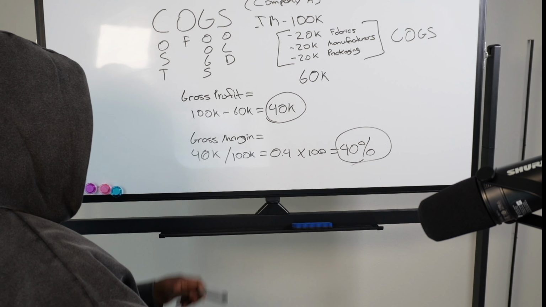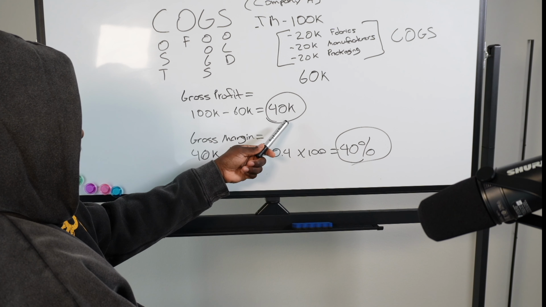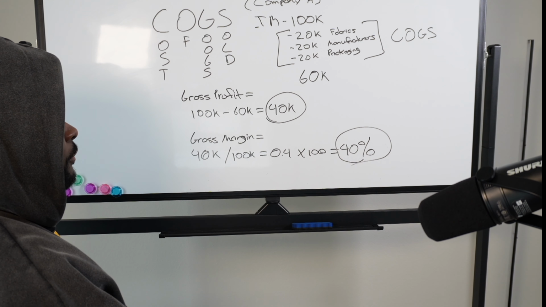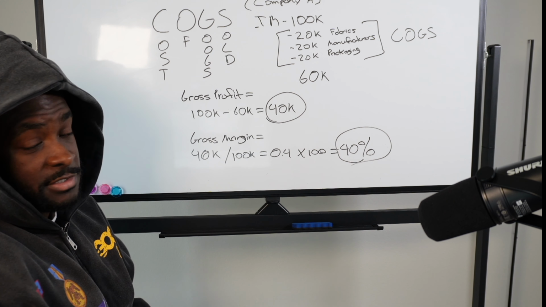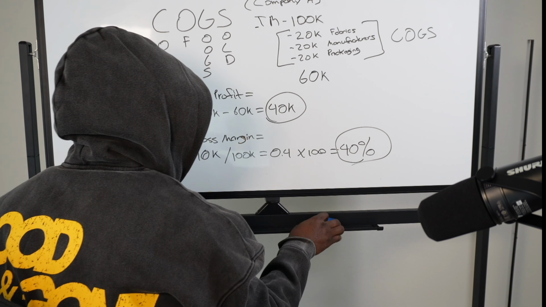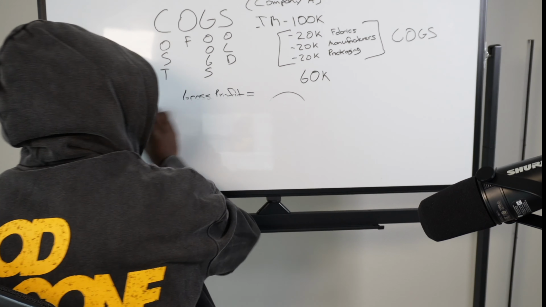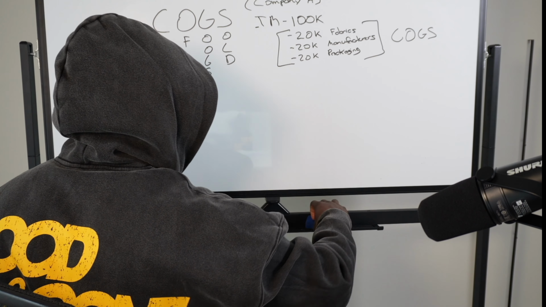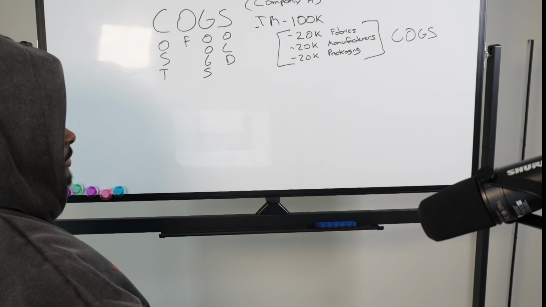Now, you see we had a gross profit of 40K and a gross margin of 40%. That means we're only keeping 40% of our total revenue after we subtract cost of goods sold. That's not the greatest. If we were going to be investing in a company, we want that gross margin to be as high as possible, or at the least, we would want to see those gross margins increase over time.